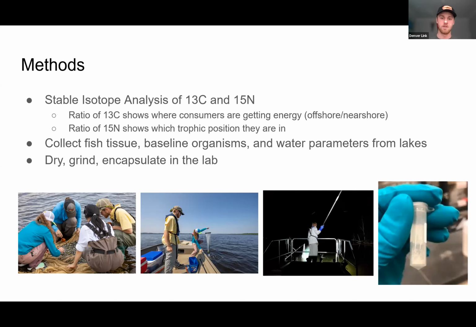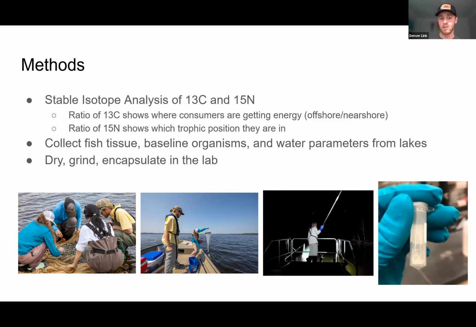Now just a quick overview of some of the methods and what we do, hoping to spark some questions from you all. In general, we're using stable isotope analysis of carbon and nitrogen to analyze how these changes are made. Simply put, different regions of the lake have different ratios of those stable isotopes. From there, you can compare how they are getting their energy and at what trophic level they are eating.